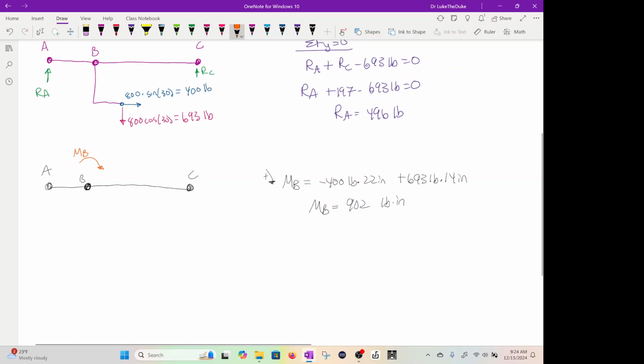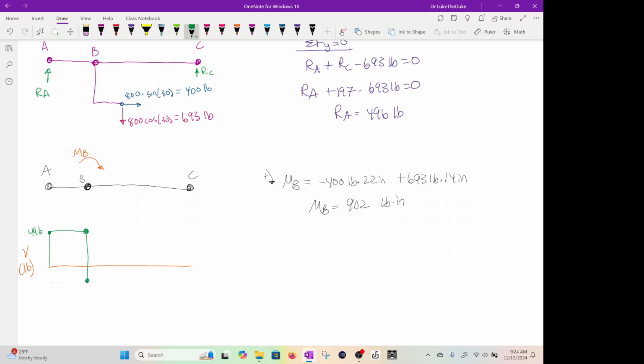Now, let's go ahead and draw. This would be the shear, in pounds as a function of location. The reaction at A is going to go up. It might not be to scale. This is 496 pounds, and it's going to go over to B. Then the reaction at B here was 693, so you're going to go all the way down 693. That is definitely not to scale.